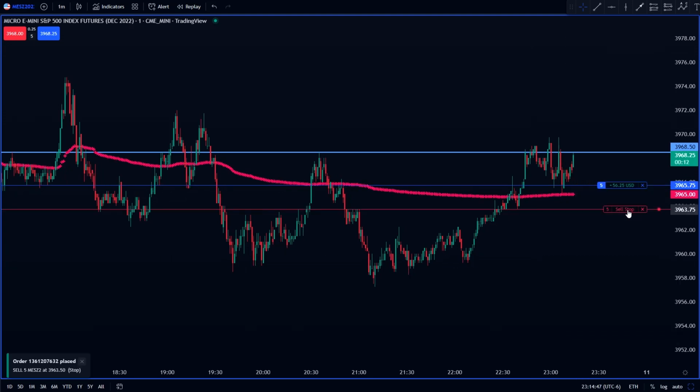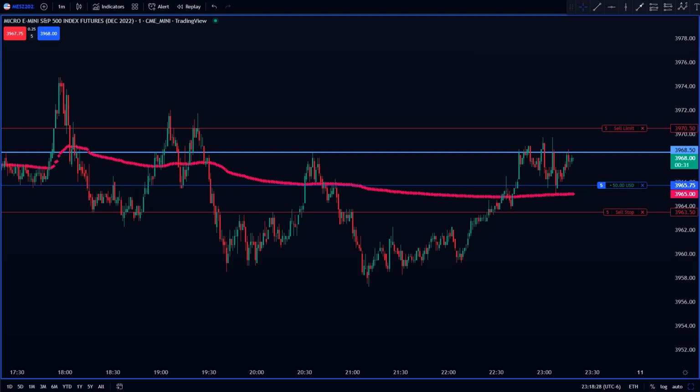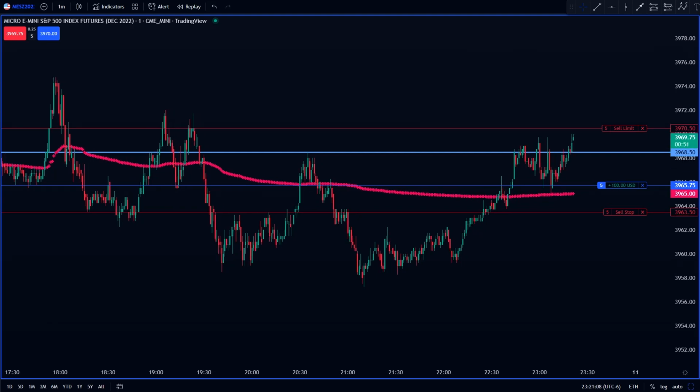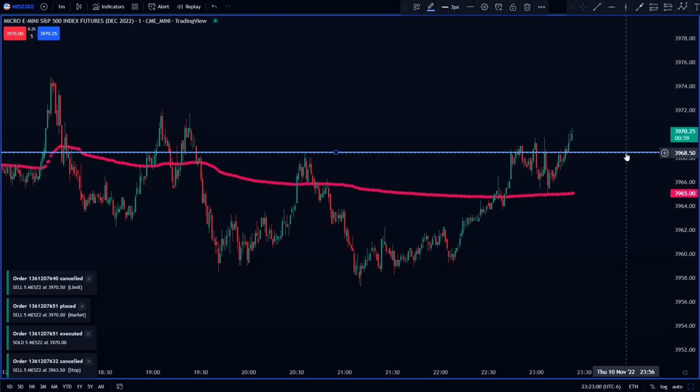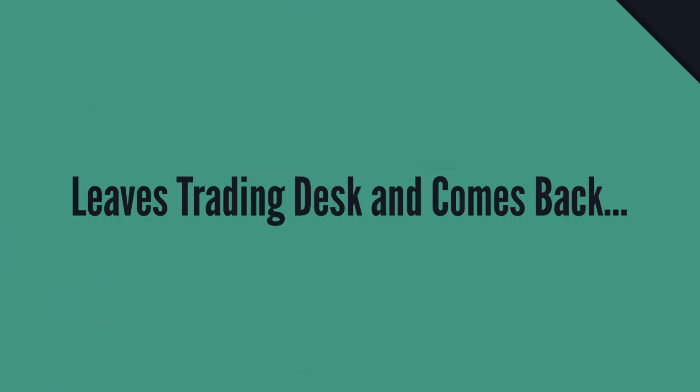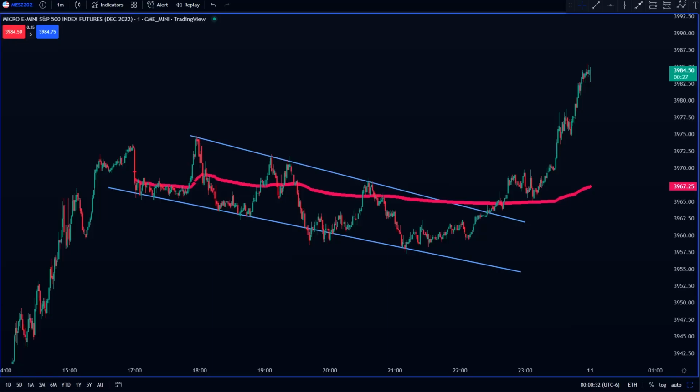After selling my half, I put in my stop loss so you can see where the 2-to-1 risk to reward ratio might be. Then price eventually breaks above and hits my target where I exit out of my positions. After my 2-to-1 risk to reward ratio target was hit, I stopped trading and left my desk.